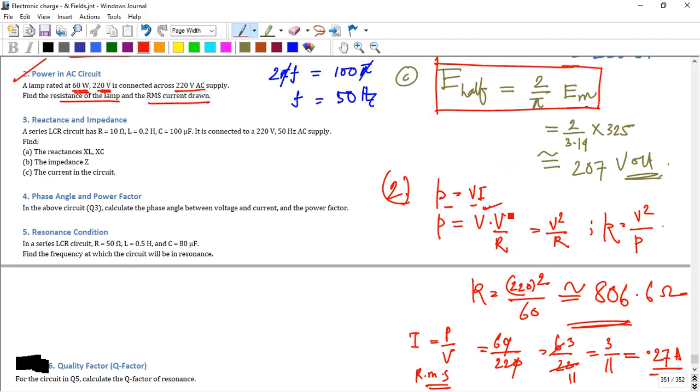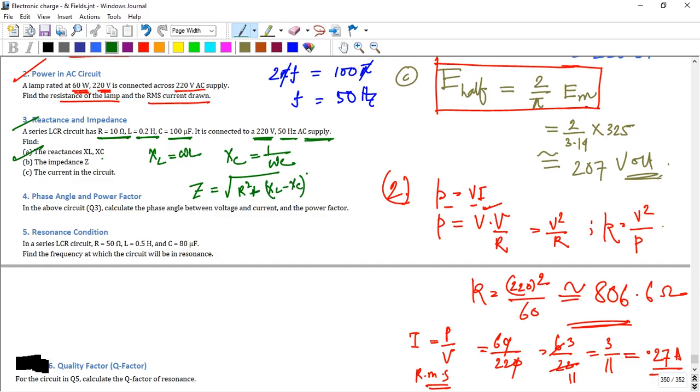So third numerical is very important. Resistance and impedance. A series LCR circuit, R given 10 ohm, L given 0.2 Henry, C given 100 microfarad, connected to 220 volt 50 hertz AC supply. Find the reactance XL and XC, impedance and current in the circuit. Okay, so XL that is equal to omega L and XC that is equal to 1 by omega C, and Z that is equal to root over of R square plus XL minus XC whole square.